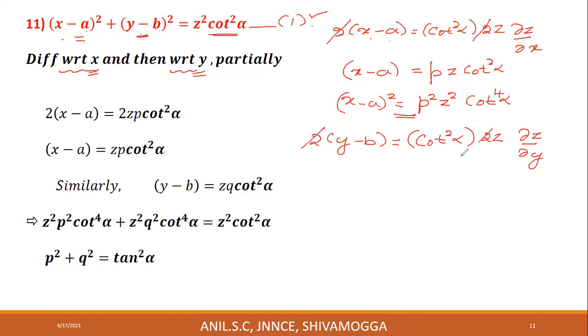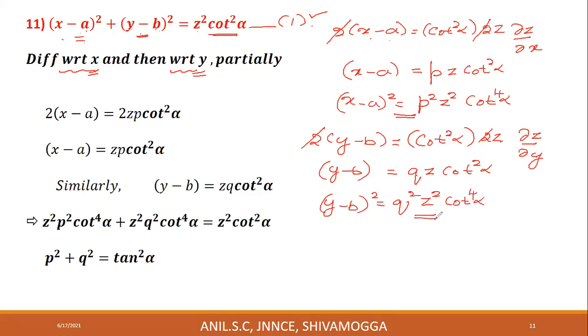Now cancel this 2 with this 2. Therefore, y minus b is equal to del z by del y, denoted by small letter q, into z into cot square alpha. And what is required here? Y minus b whole square. Squaring on both sides, we get y minus b whole square is equal to q square into z square into cot alpha power 4. This is the other result. Now substitute these two results in equation number 1.